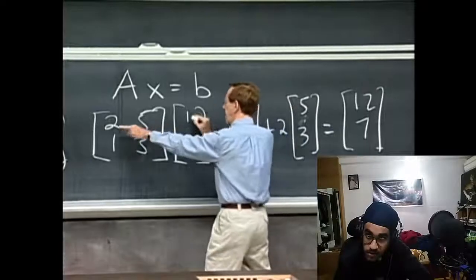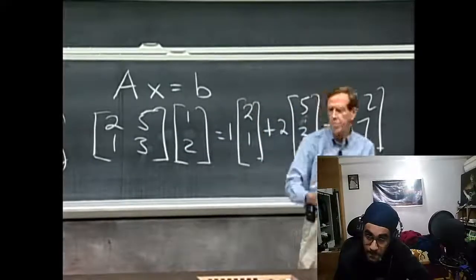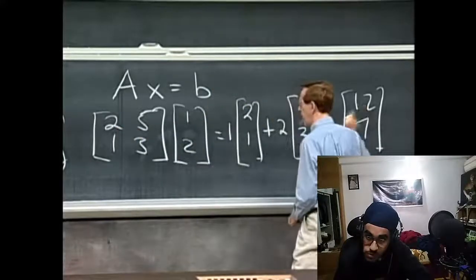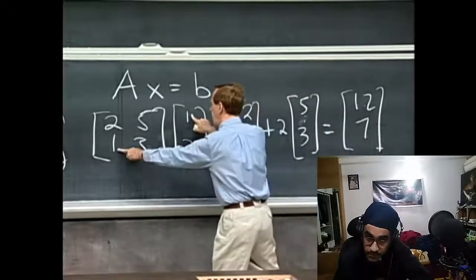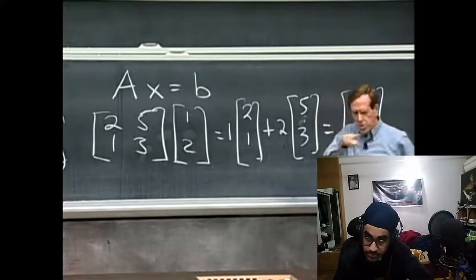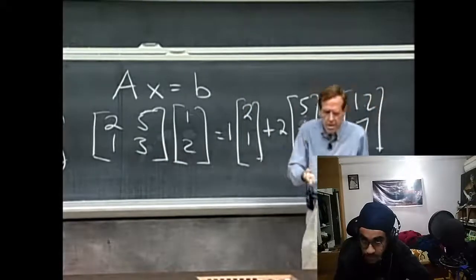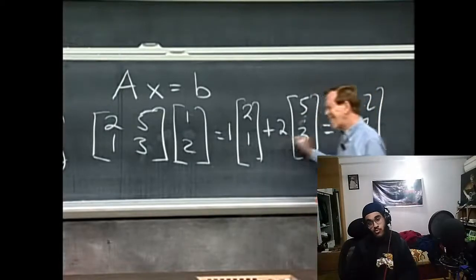I could take that row times my vector. This is the idea of a dot product. This vector times this vector: 2 times 1 plus 5 times 2 is the 12. This vector times this vector: 1 times 1 plus 3 times 2 is the 7. So I can do it by rows, and each row times my x is what I'll later call a dot product. But I also like to see it by columns.